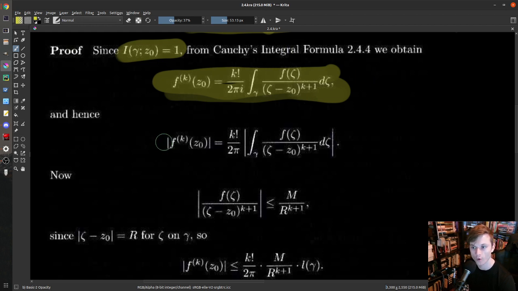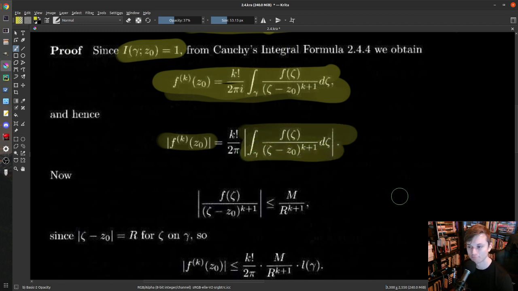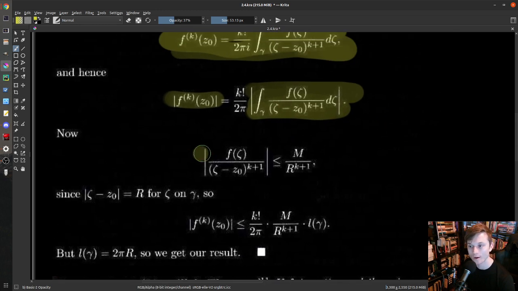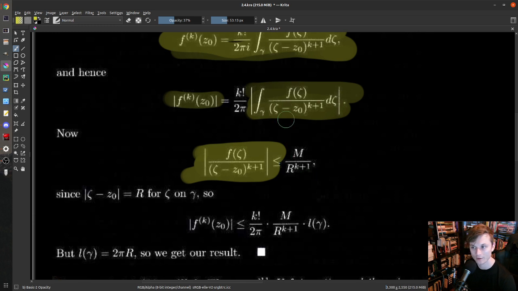All right, so just throw a modulus bar on either side. We can pull out the constant, that k factorial over 2 pi. Now, I'm integrating around gamma, right? How far away are things here? Well, they're exactly a distance of r. So we could break this modulus up on top and on bottom. We've got r to the k plus 1 on the bottom, just because the distance from a point on a circle to its center is r, because we're looking at a circle of radius r. Okay, we get that k plus 1 right there.